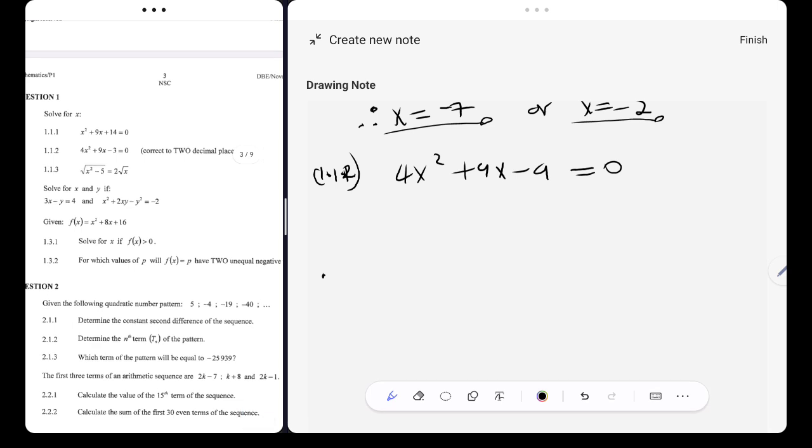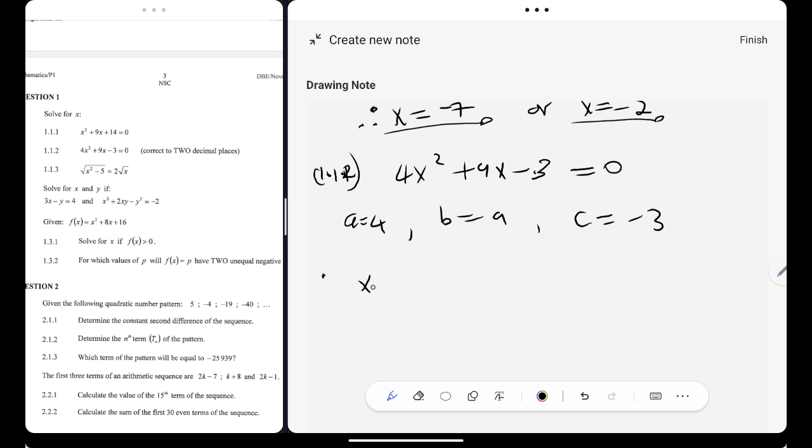Whenever the examiner tells you in question 1 that you must leave your answer in 2 decimal places, they are already telling you that you must use quadratic equation. Are you together? Because what they've given you is not factorizable. Are we together? So here, for me to use quadratic equation, I must know the value of a, the value of b, and the value of c. The value of a is the coefficient of x squared, the value of b is the coefficient of x, and c is anything that does not have x.